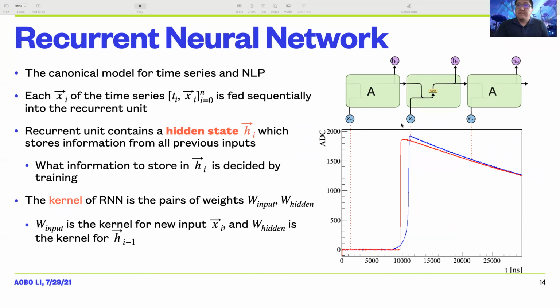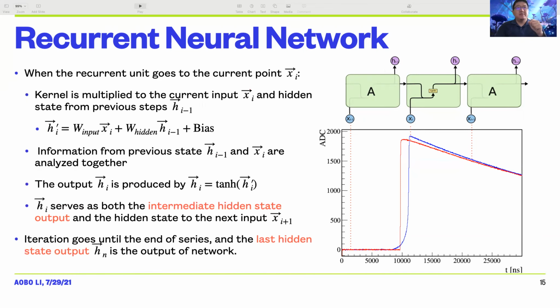So for example, if we are moving to this xt point, what we do is that the RNN has two kernels. One is a weight for the input and one is a weight for the previous hidden state. So when a recurrent unit goes to the current point xt or xi, the kernel is multiplied to the input xi and also the previous hidden state hi minus 1.